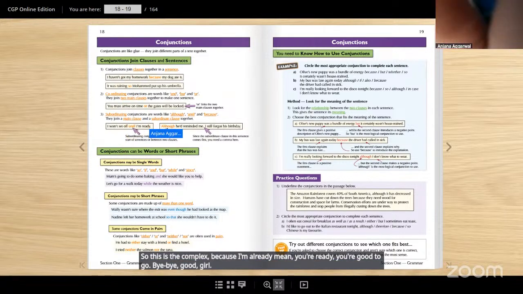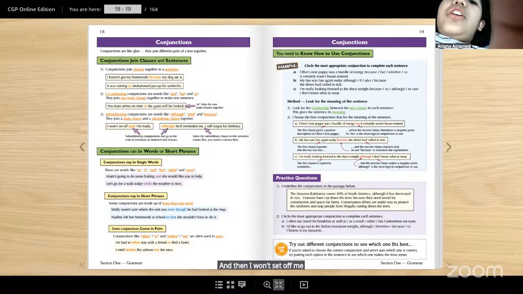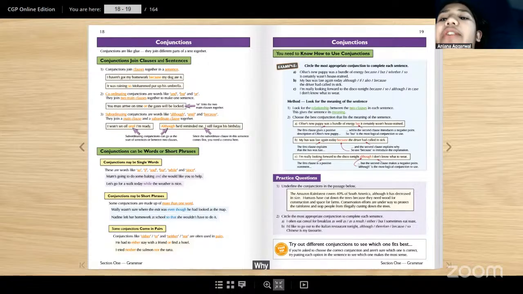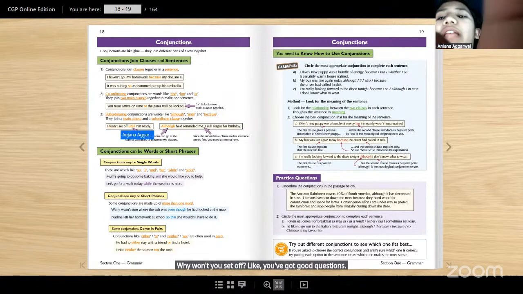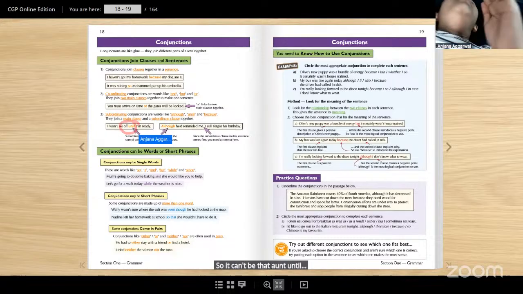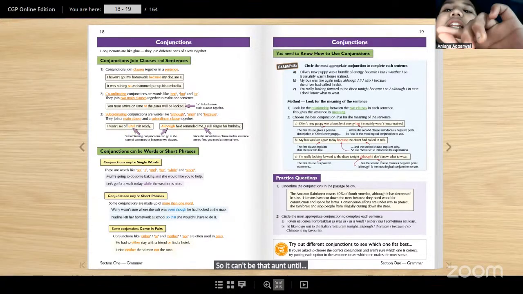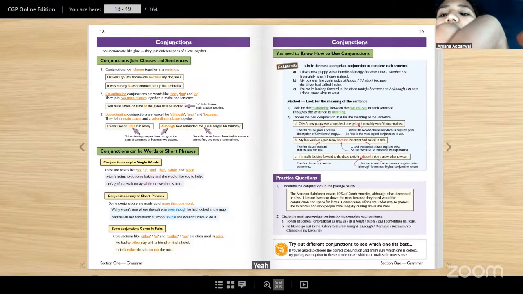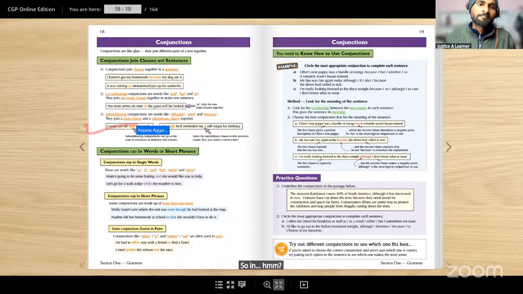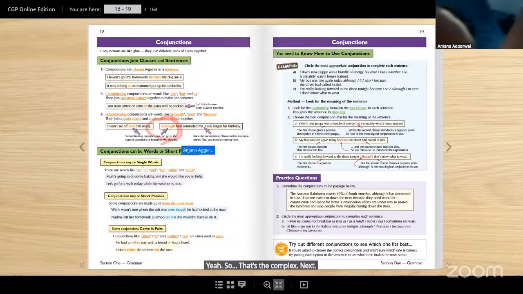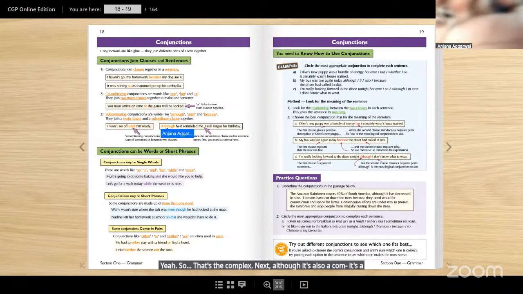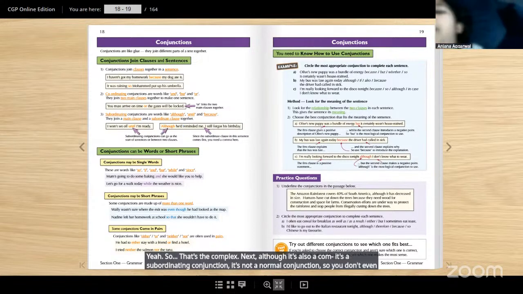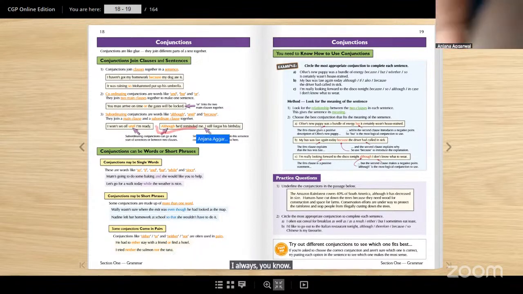And then "I won't set off" means if you like that, you won't set off till where? Why won't you set off? You can make questions. So it can't be "and." "Until" isn't a coordinating conjunction, it's a subordinating conjunction. So that's the complex. Next, "although" is also a subordinating conjunction, not a normal conjunction. So I don't even need to read this part. I already know it's a complex.